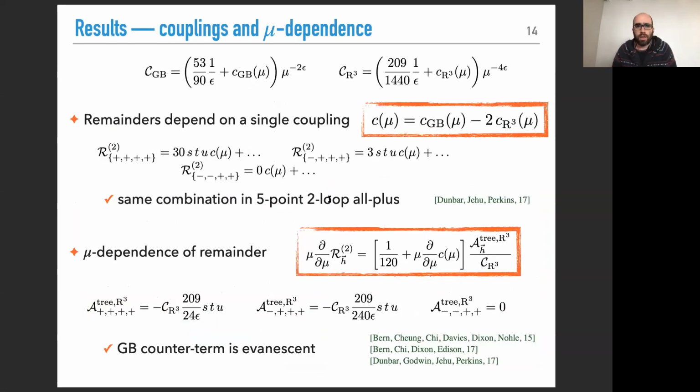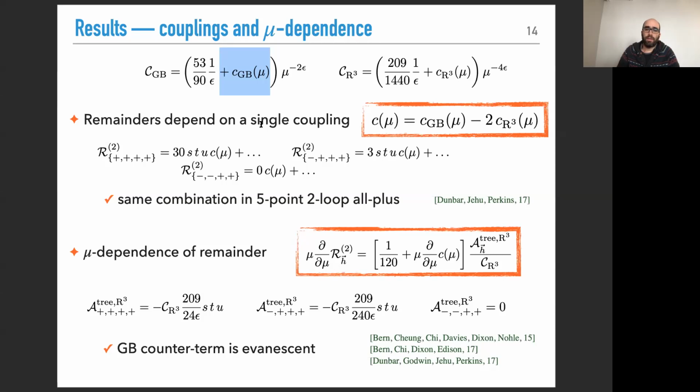Now, once we had computed these remainders, we looked at them and tried to understand how they depend on the couplings and on the renormalization scale. Let me remind you that we work in effective field theory, so we had to introduce two new couplings, one associated with the Gauss-Bonnet counterterm and one associated with the R-cubed counterterm. These couplings need to have a pole because they need to cancel some UV poles in the Einstein-Hilbert amplitude. And then they have a finite part that is undetermined, which you're free to set.